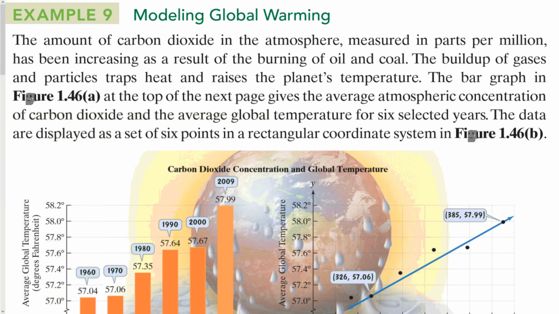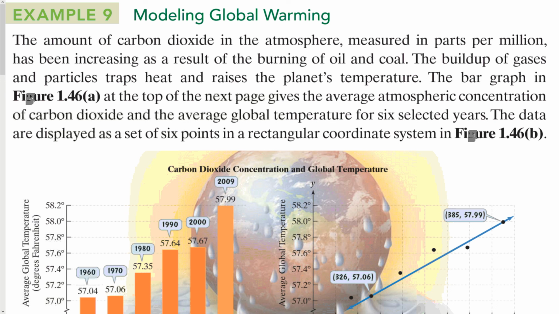And let's model global warming. So let's walk through this problem because there's a lot of information here. The amount of carbon dioxide in the atmosphere, measured in parts per million, has been increasing as a result of the burning of oil and coal. The buildup of gases and particles traps heat and raises the planet's temperature.